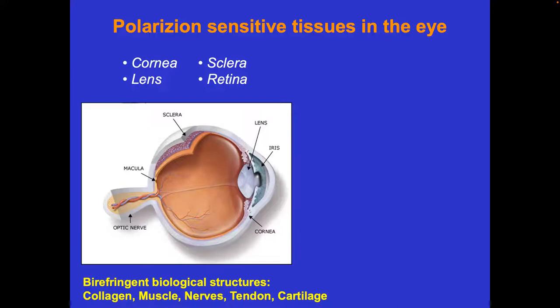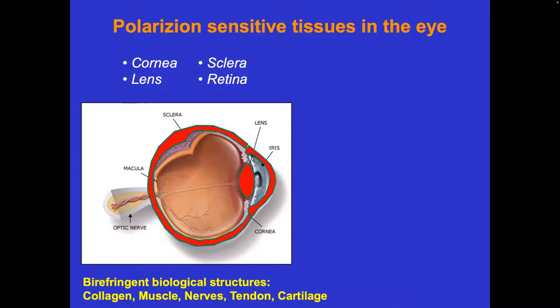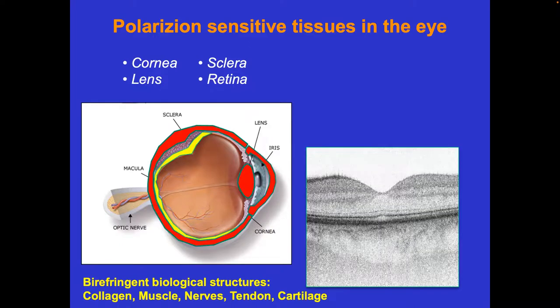Let's take an eye. What kind of birefringent structures do we have in an eye? Well, actually, it's a lot. It's the collagen, the whole sphere that gives structural integrity to your eye. It's birefringent. Muscles that are pulling on the outside are birefringent. The nerves, which means all the nerves that collect here and go towards the optic nerve, are birefringent. The tendons, cartilage, even the cornea here is birefringent, and also the lens. So all fiber structures show some more or less amount of birefringence. These are cornea, lens, sclera, nerve fiber layer.